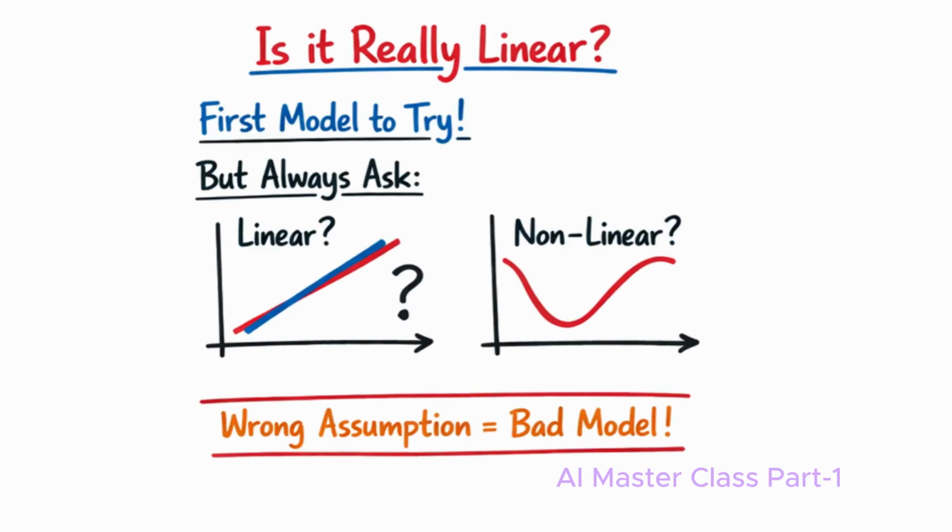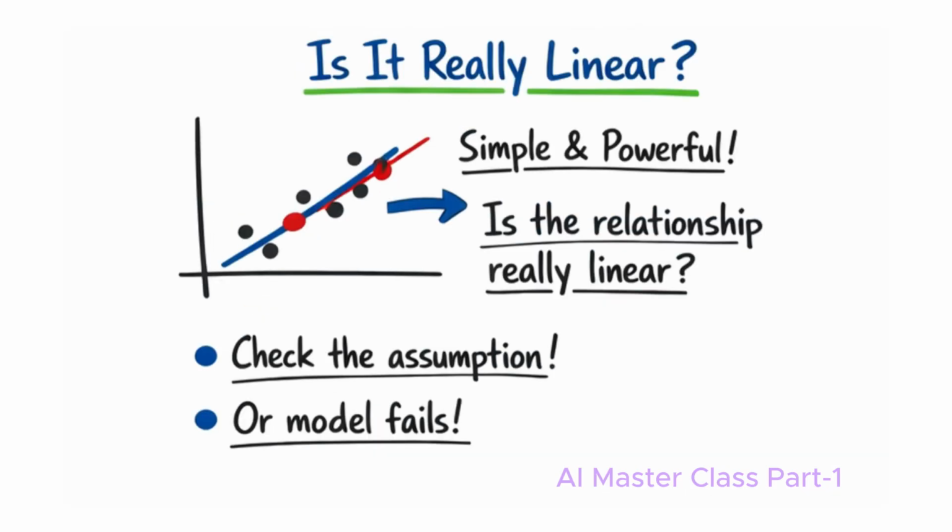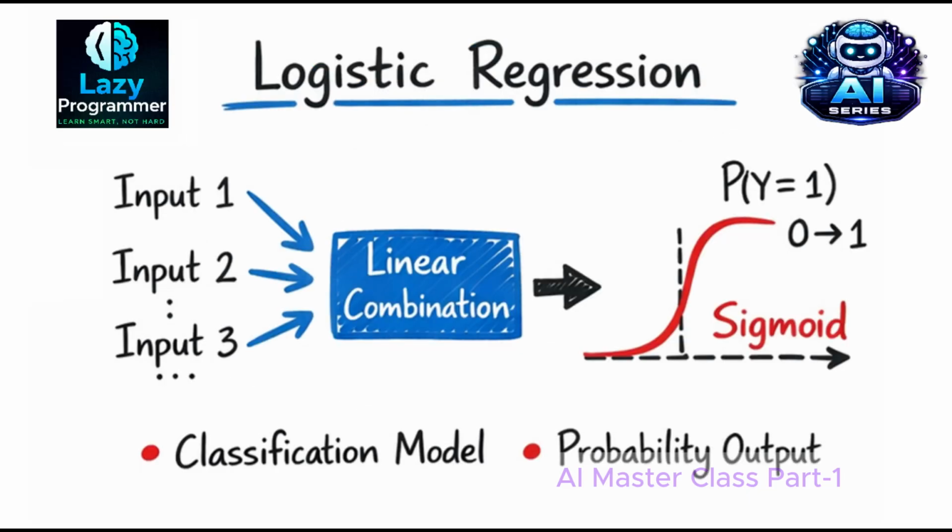Linear regression is simple and powerful. It is mostly the first model you should try. But at the same time, you must always ask a very important question. Is the relationship really linear? Because if that assumption is wrong, the entire model becomes unreliable.